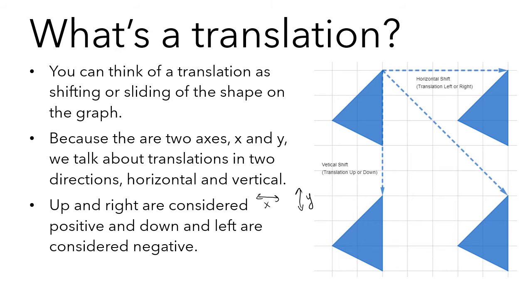And keep in mind that up and right are both considered positive, and down and left are both considered negative according to the coordinate graph. So here you see you have your original shape, which can be translated in different directions. It can have a horizontal shift, a vertical shift, or a combination of both of them, which takes it in a diagonal direction.